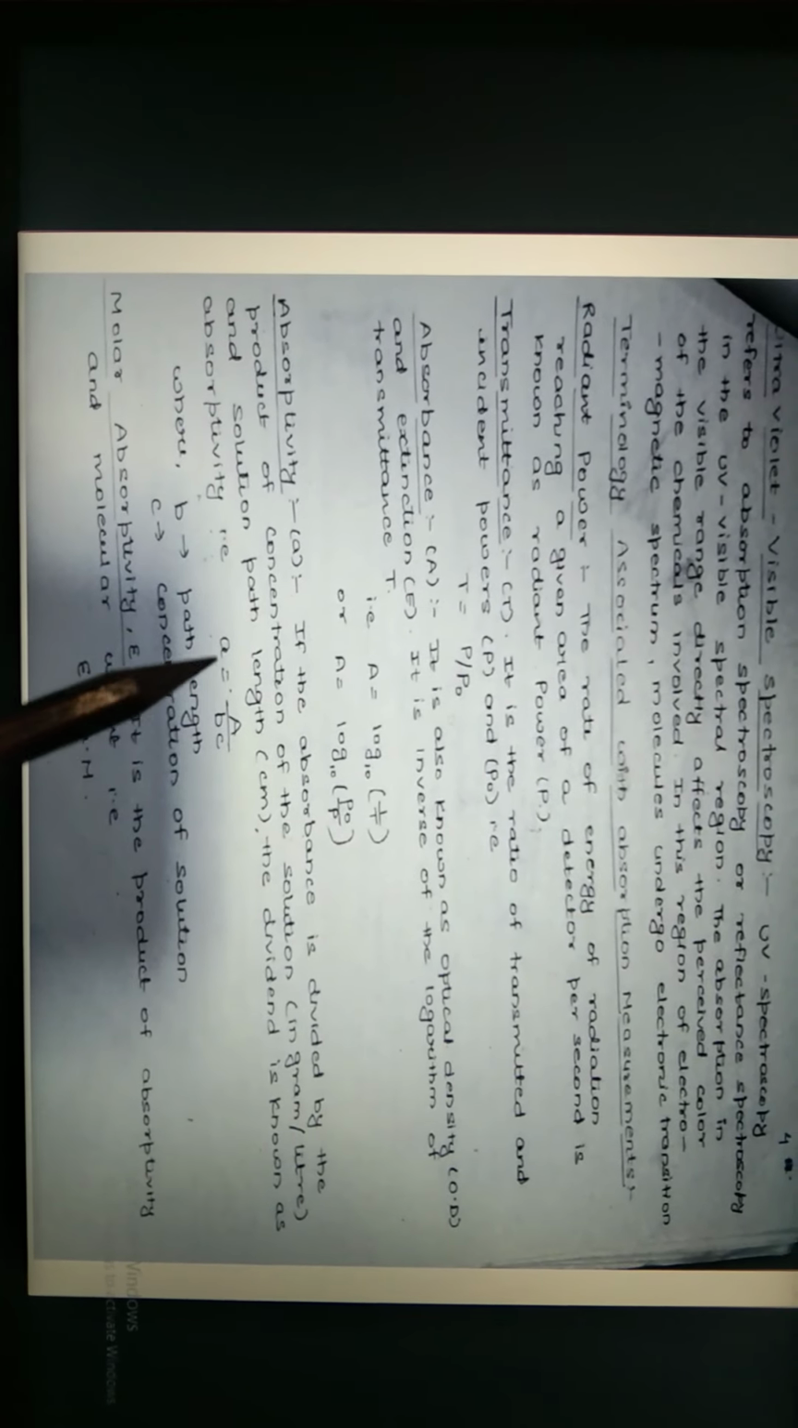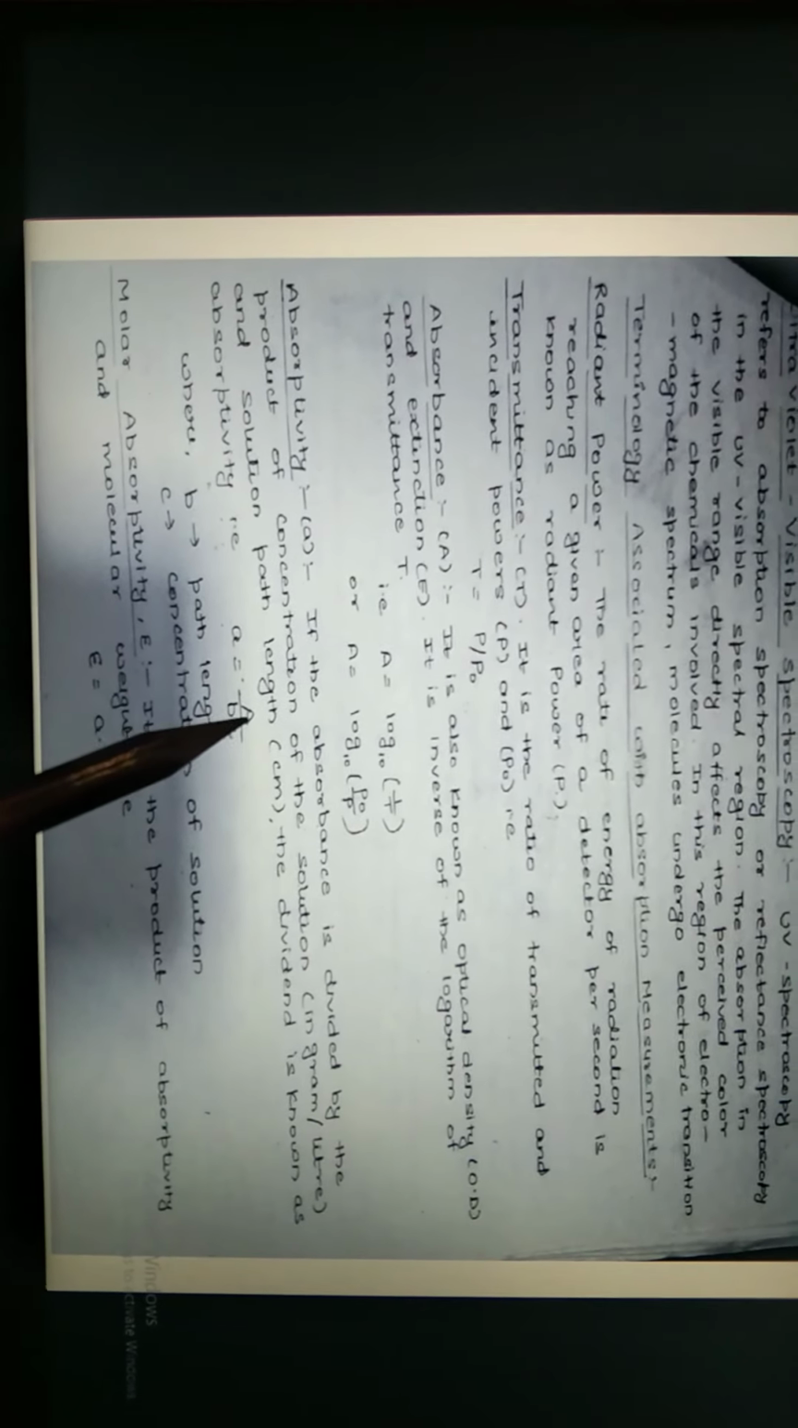The next one is the absorptivity. It is the absorbance divided by the product of the concentration of the solution in grams per liter and the solution path length in centimeters. This quotient is known as the absorptivity, given as small a, and it is equal to capital A by BC, where B is the path length and C is the concentration of the solution.